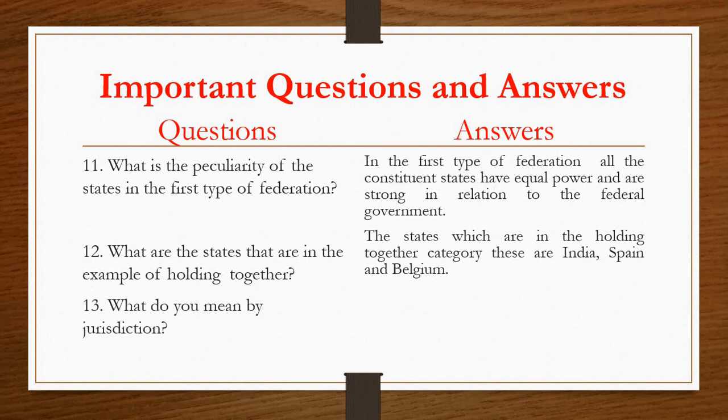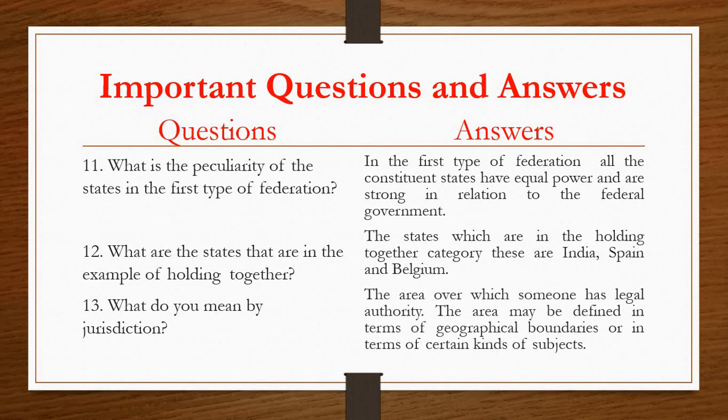What do you mean by jurisdiction? This is a very important question, and the answer is, the area over which someone has legal authority. The area may be defined in terms of geographical boundaries or in terms of certain kinds of subjects. That is called jurisdiction. So with this we come to the end of our subject.